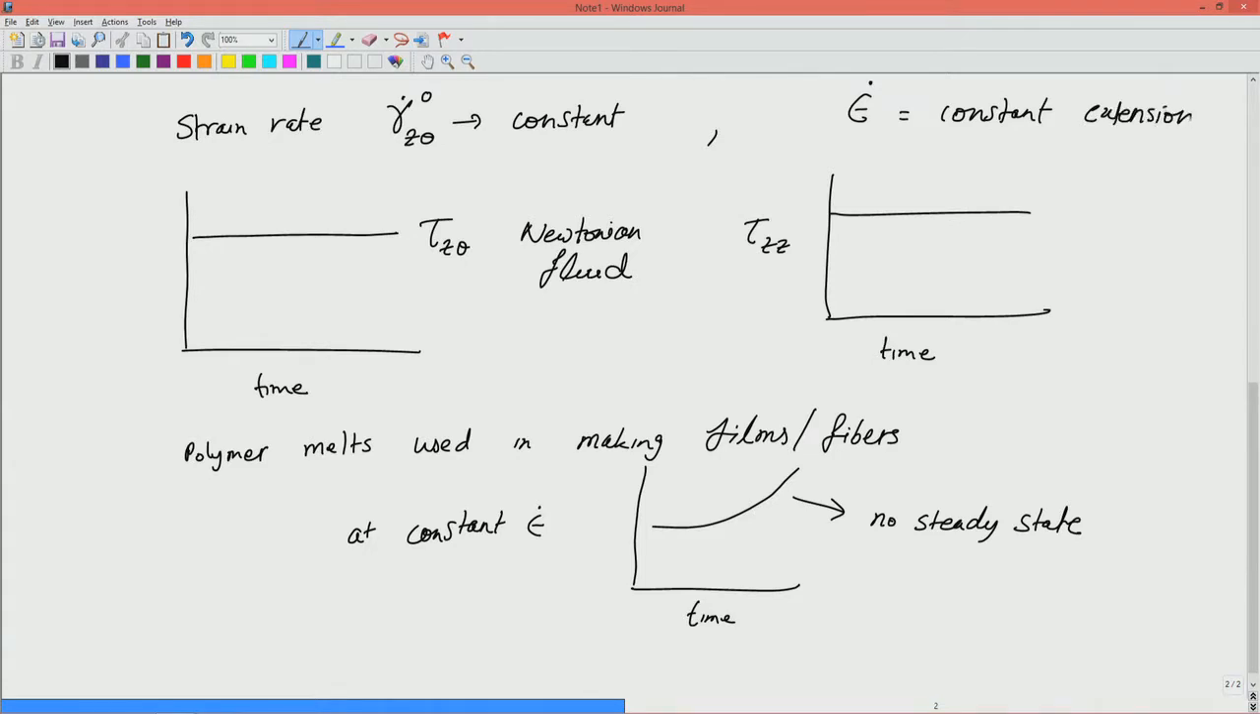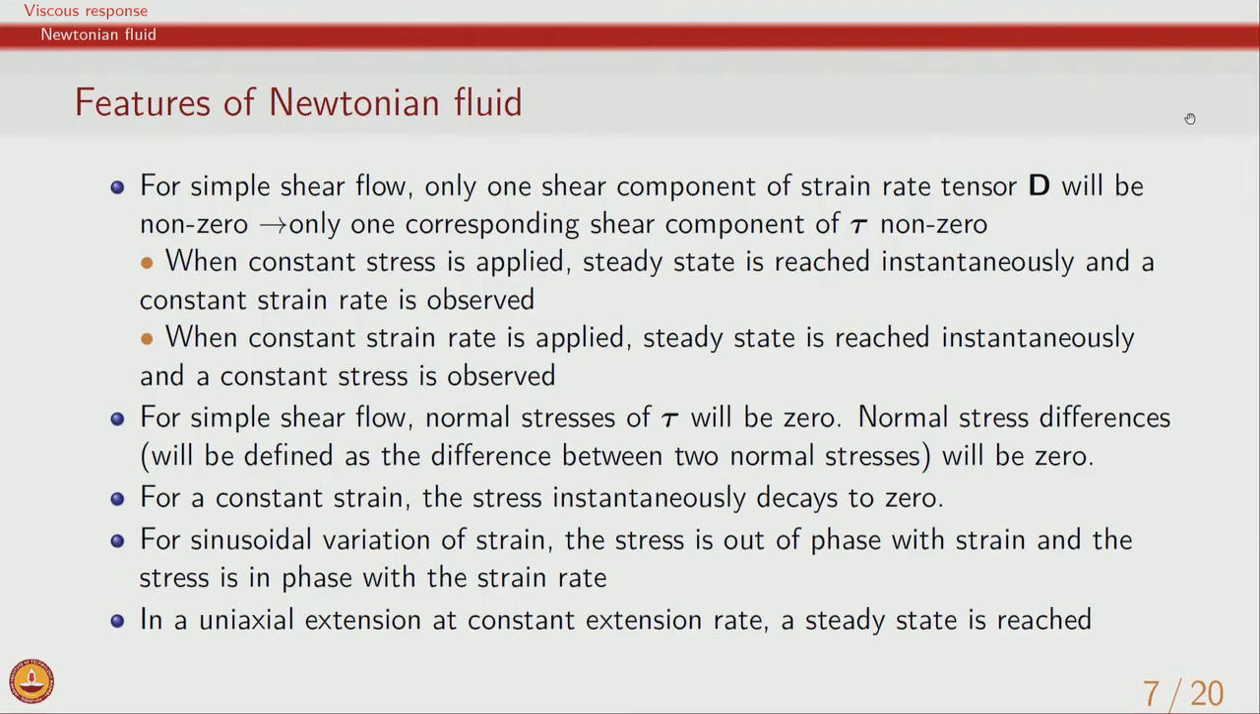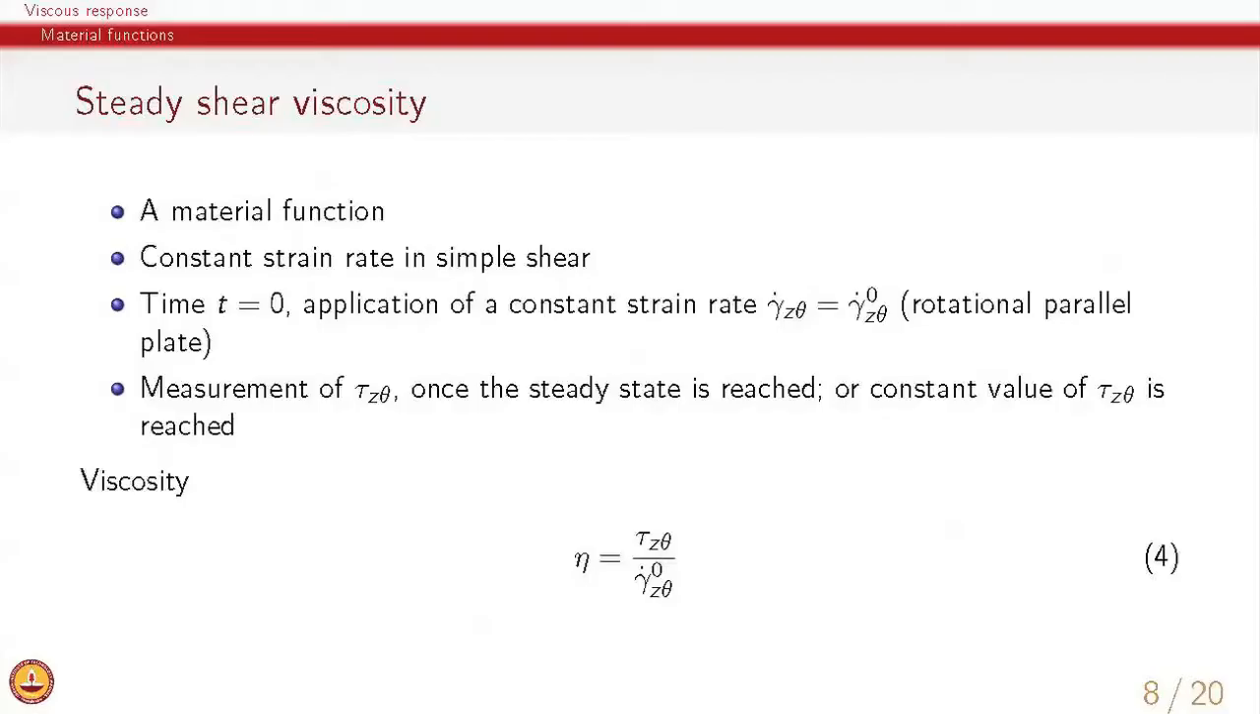And that is what we have summarized here, saying that in a uniaxial extension at constant extension rate, a steady state is reached. Similarly, when a constant strain rate is applied for a simple shear, again we reach steady state. Now, we define a material function to quantify the response of a material in what is called steady shear. This is called a material function, and it will become evident soon why we refer to it as a function and not a material constant.